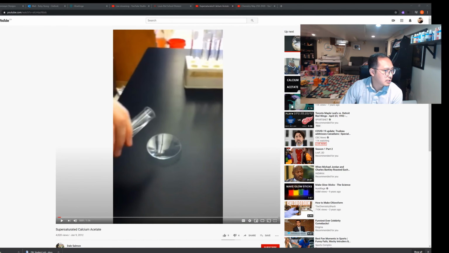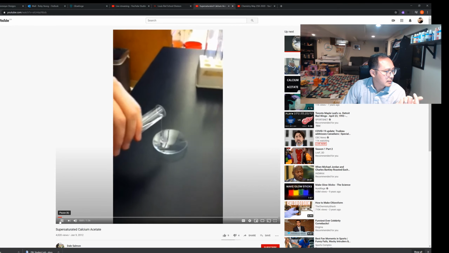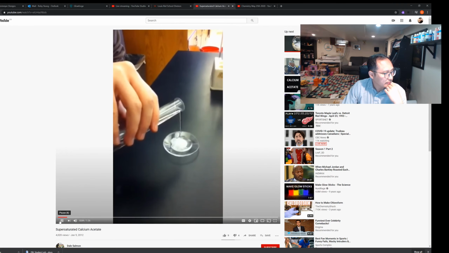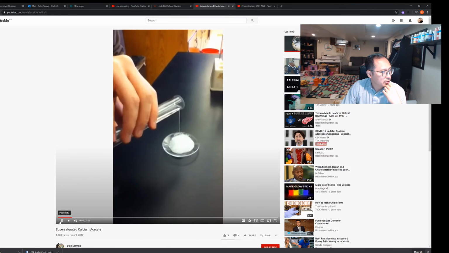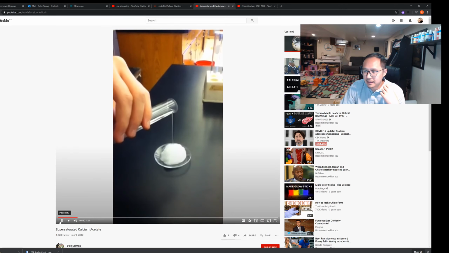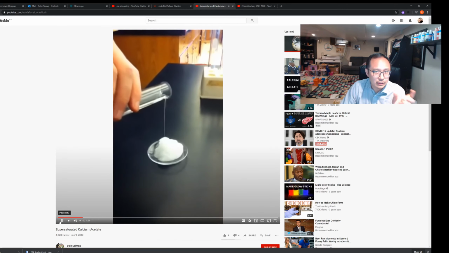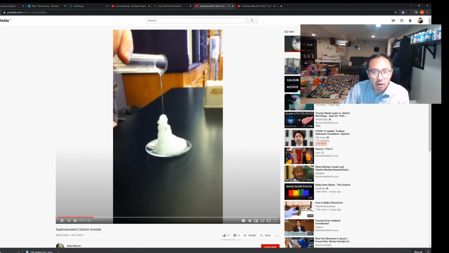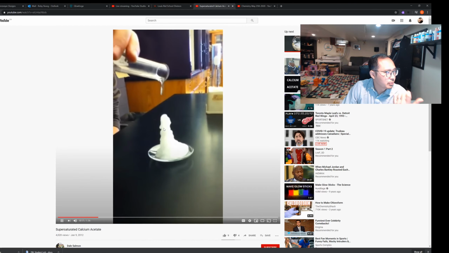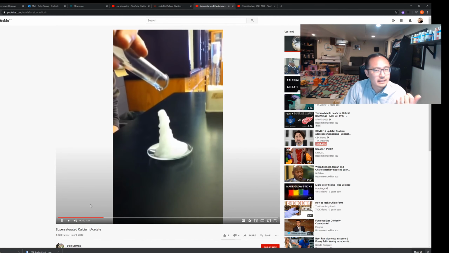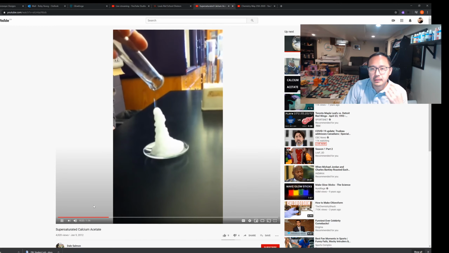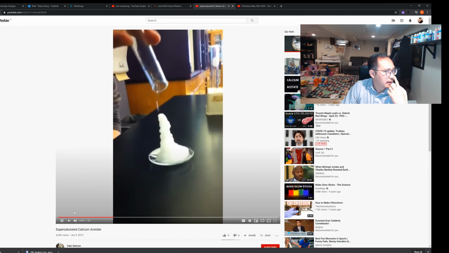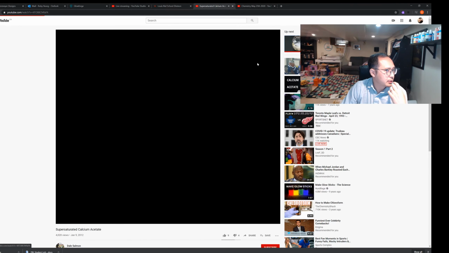So this is supersaturated. We haven't talked about supersaturated solutions yet, but this is pretty cool. This is what we usually do in class. This is calcium acetate. Initially it's a transparent liquid, but as you pour it out, it turns into a solid, right? Super cool. And this is a supersaturated solution, and we'll talk about what that means. And here's another supersaturated solution.